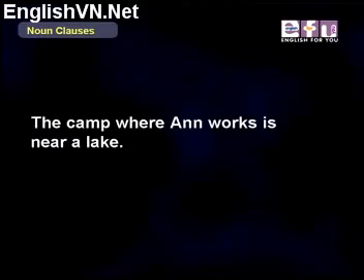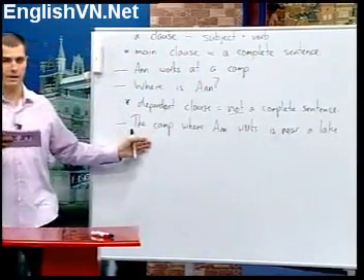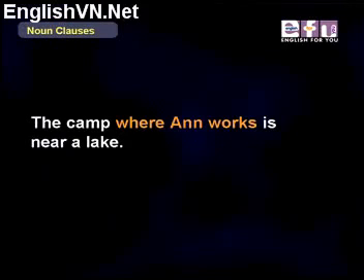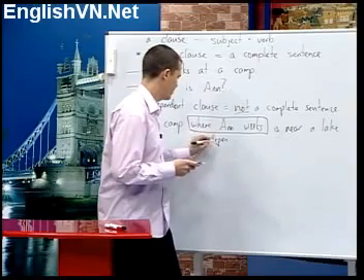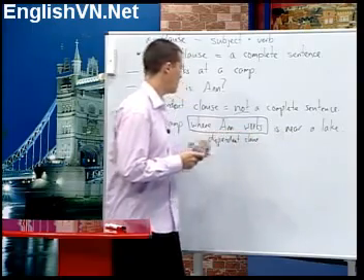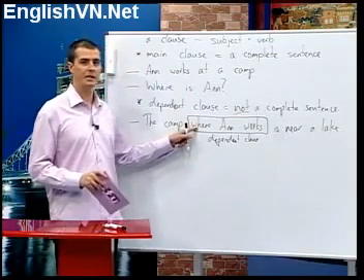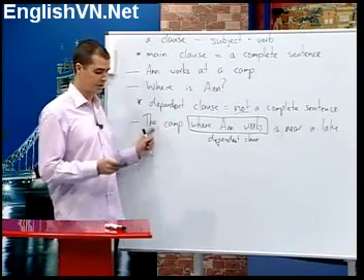The camp where Anne works is near a lake. Okay, the camp where Anne works is near a lake. Now, where Anne works, this is the dependent clause. It's a bit of a funny dependent clause. Okay? It's not a complete sentence. It's not a question. It begins with a question word, but it's not a complete sentence, and it needs to be connected to this, which is the main clause.